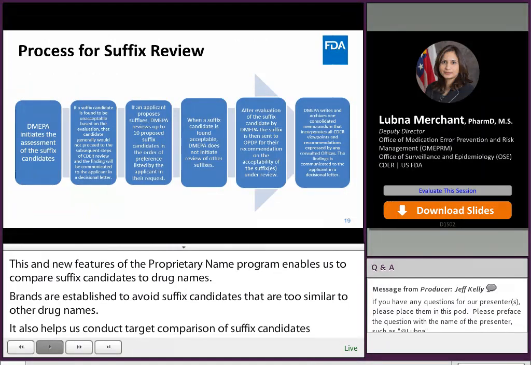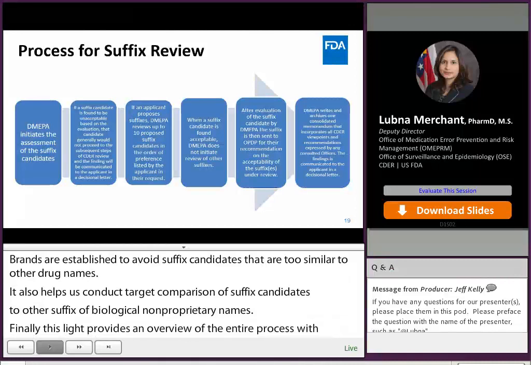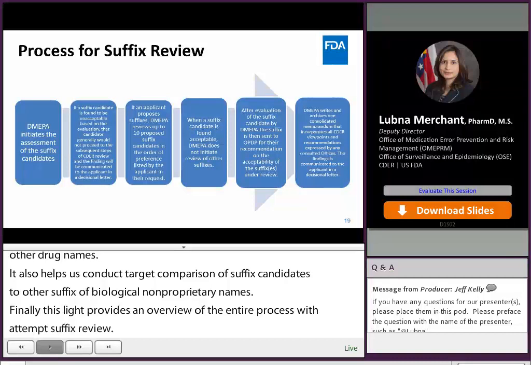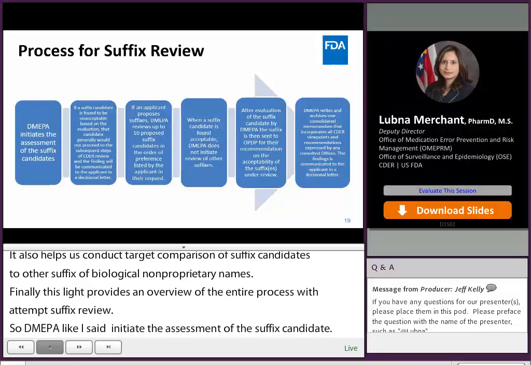And finally, this slide provides an overview of the entire process for suffix review. So DMEPA, like I've mentioned before, initiates the assessment of the suffix candidates. If the suffix candidate is found to be unacceptable based on our evaluation, that suffix candidate generally would not proceed to the subsequent steps of CDER review. And the finding of the candidate being unacceptable is communicated to the applicant in a letter.